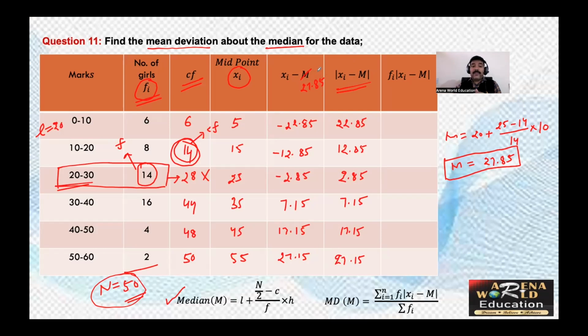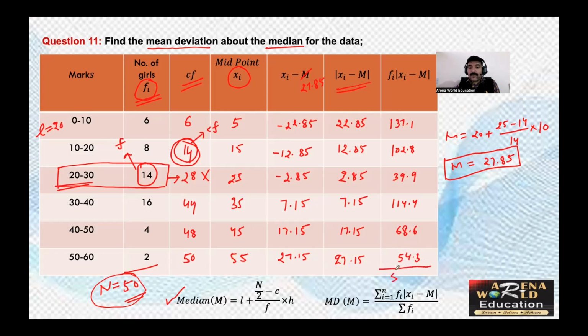So you have to be very, very careful, again we are multiplying these numbers with decimals, right? 6 into 22.85 is 137.1. Then 8 into 12.85 will be 102.8. Now 14 into 2.85 means 39.9. 16 into 7.15 is 114.4. 4 into 17.15 will be 68.6. Then 2 into 27.15 will be 54.3, right? So then finally we will find its sum.